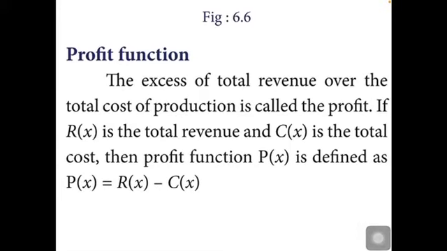Profit function. So, the excess of total revenue over the cost. Profit means what? The extra amount we received over the cost. So, here the total revenue over the total cost is called the profit. R of X is total revenue and C of X is the cost. Then the profit function is defined as R of X minus C of X. The extra amount we get over the cost is the profit.